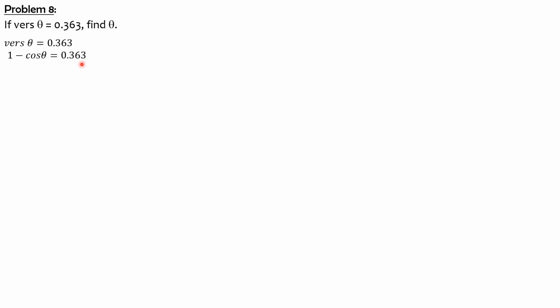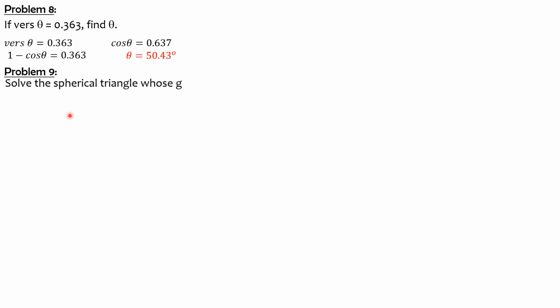Then 1 minus 0.363 is 0.637, which equals cosine theta. So cosine theta is 0.637. Therefore, theta is the inverse cosine of 0.637. So using your calculator, it is equal to 50.43 degrees. The next problem, problem 9.